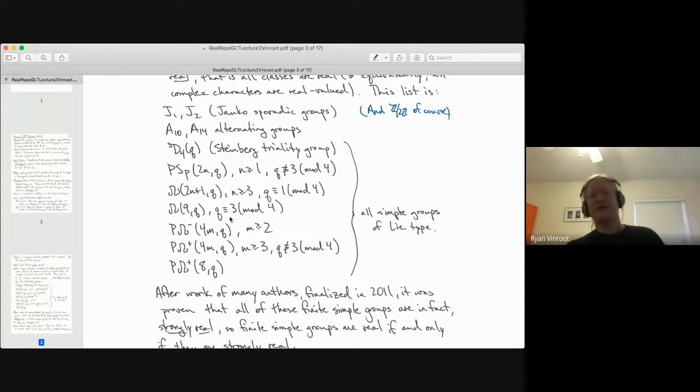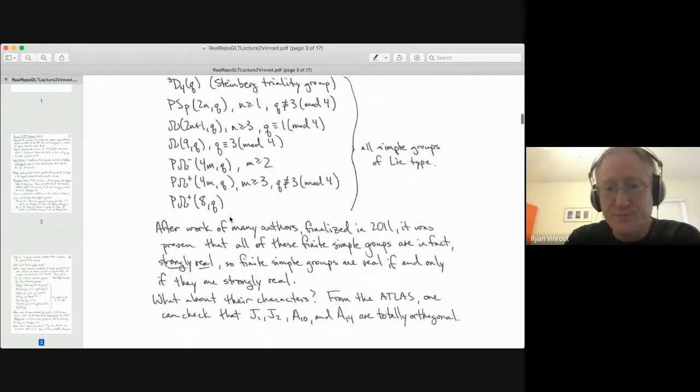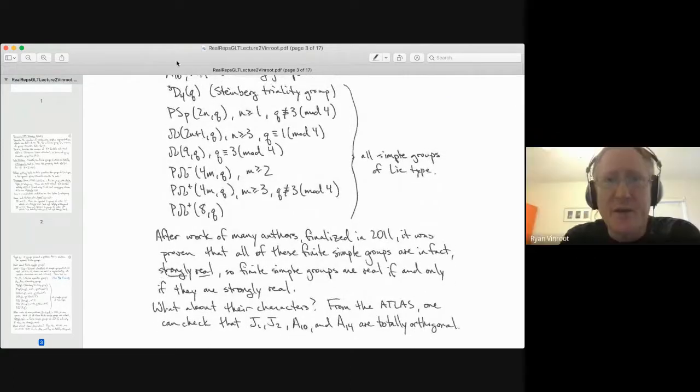Which of their characters have the property that they are also all orthogonal? Can be defined over the real numbers. So yes, go ahead.